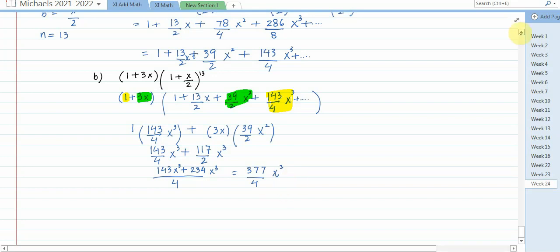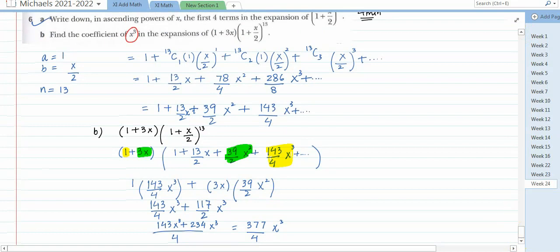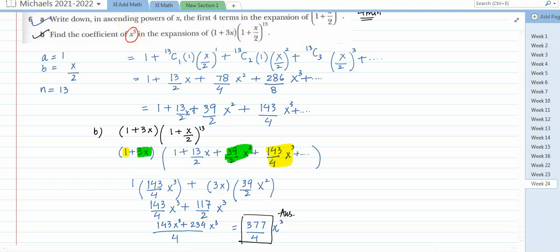Alright, so we need to find the coefficient of x cube in the expansion. So the coefficient of x cube is 377/4, and that is your answer. To attempt such types of questions, first we need the expansion form of this one, because it has power 13, and then we multiply those terms which give us the coefficient of x cube. I hope that this part is clear to you. You need to write down this part in your copy, and you have a time of 100 seconds. So start. Moving on to the next one.